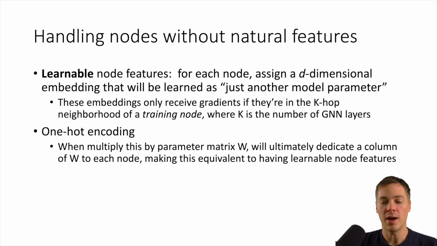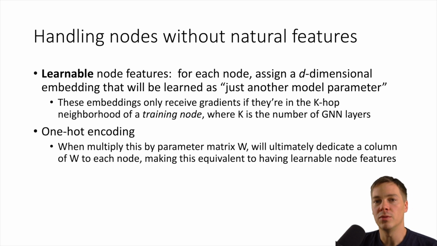Meaning that if you have a big graph where only some of the nodes are labeled, and let's say you have a k-layered GNN, then if it's your test node and it has these learnable embeddings, there's no gradient on the test node itself because you don't use the label of the test node. So the only way that node will receive a gradient is if it's in the computation graph of a training node, or if it's in the k-hop neighborhood of the training node.